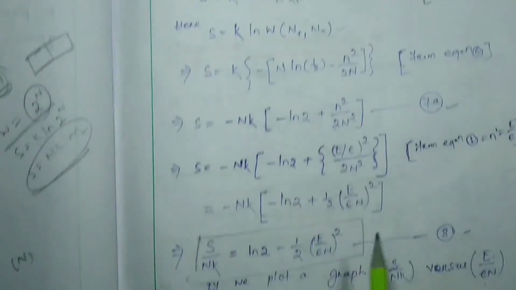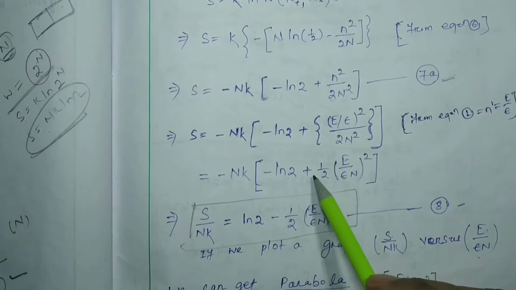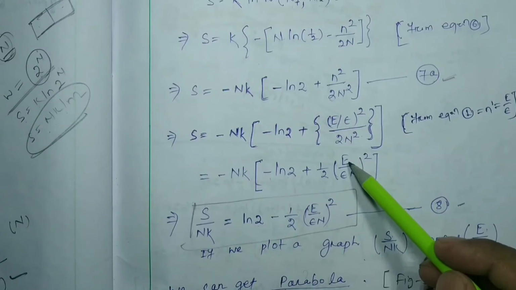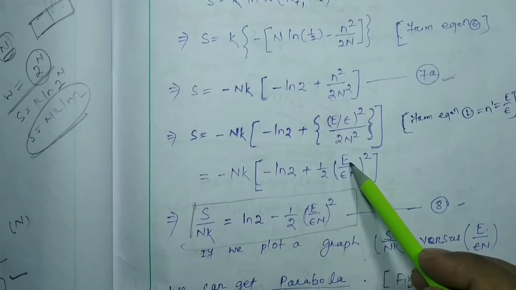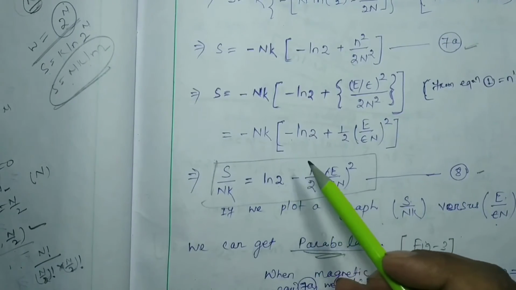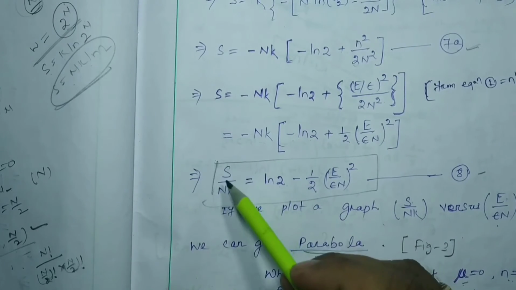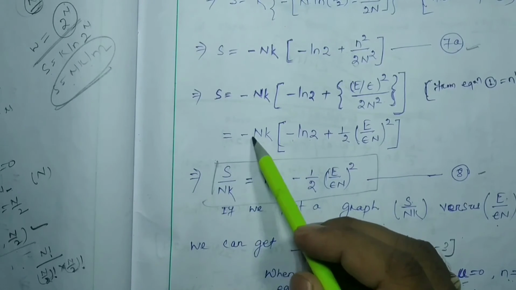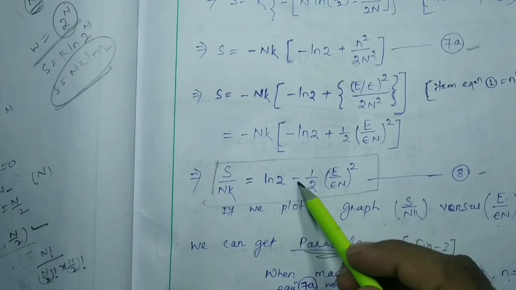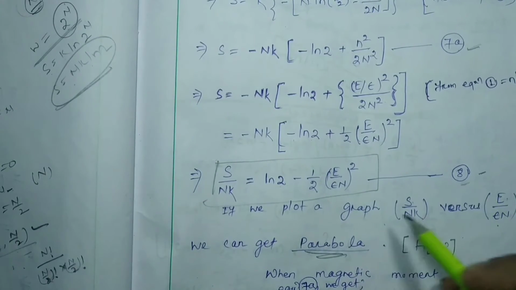So it will be minus Nk into minus ln 2 plus 1 by 2 E by epsilon N whole square. Nk has been taken to the left side. So it will be S by Nk, and minus again you just multiply. It will be plus ln 2 minus 1 by 2 E by epsilon N square. Let this be your equation number 8.